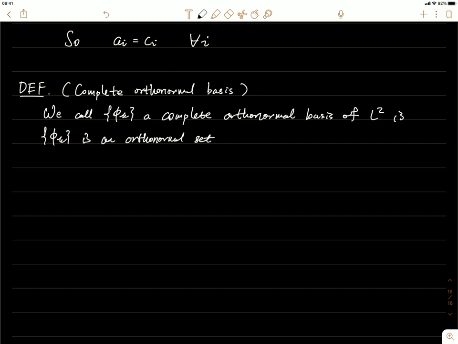We call this orthonormal set a complete orthonormal basis if it is itself an orthonormal set, and for any function f, if you take the inner product of f, or projection of f, onto phi k and get zero for any k, this implies f must be equal to zero almost everywhere. If an orthonormal set satisfies this property, we call it a complete orthonormal basis.